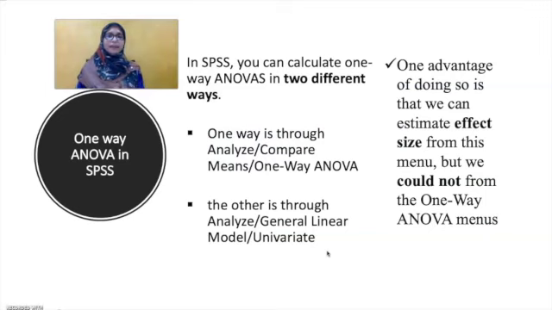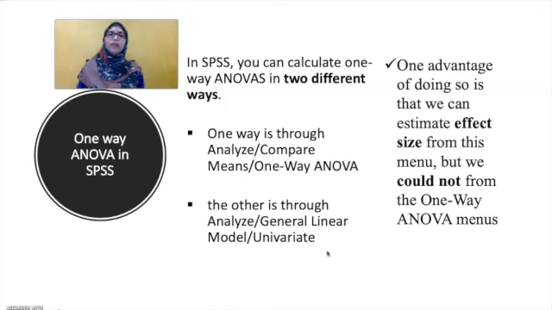So in SPSS, you can calculate one-way ANOVA in 2 different ways. The first way is through Analyze, Compare Means, One-Way ANOVA. The other one is through Analyze, General Linear Model, Univariate. So you can choose under the menu bar of SPSS either to run a one-way ANOVA using One-Way ANOVA itself under Compare Means, or Univariate under General Linear Model.